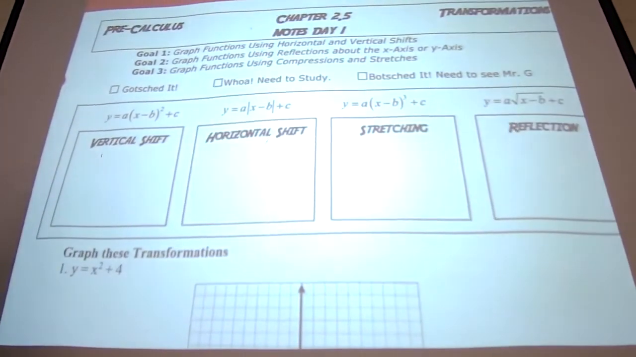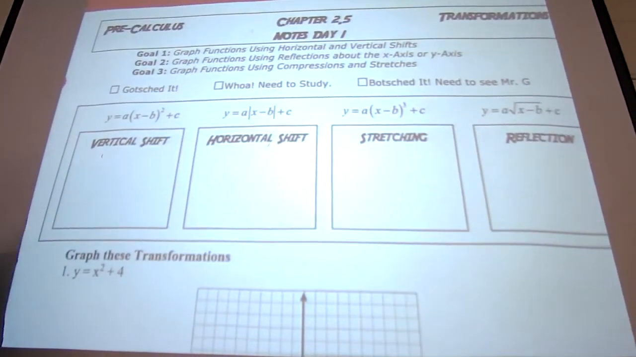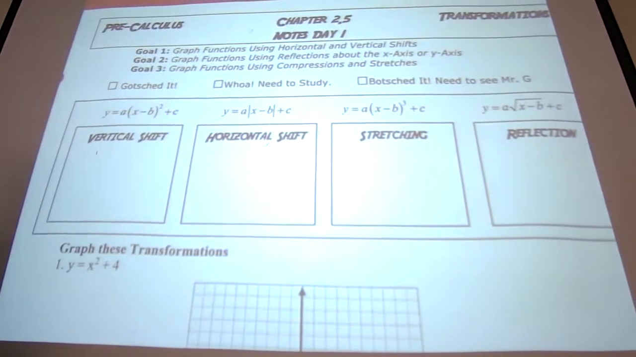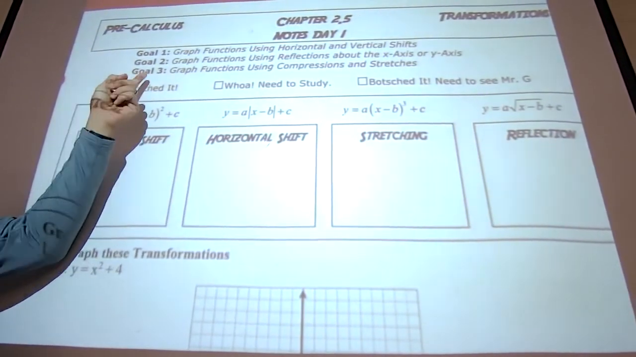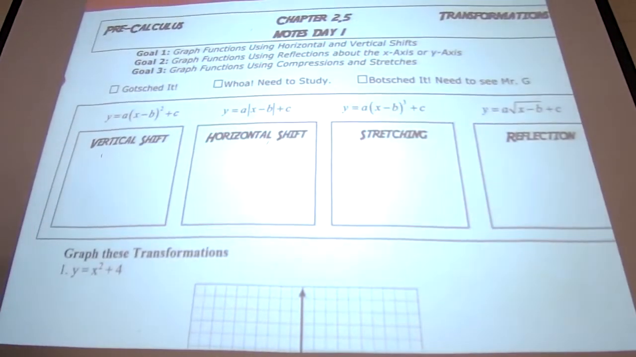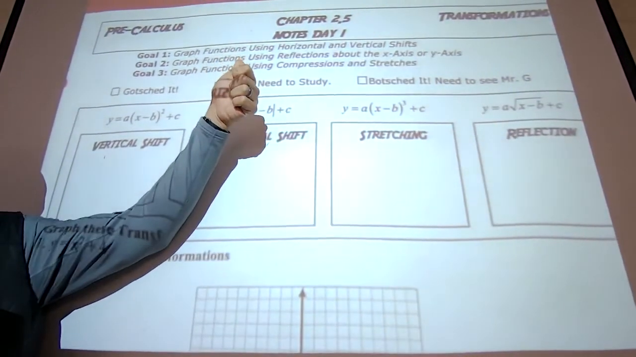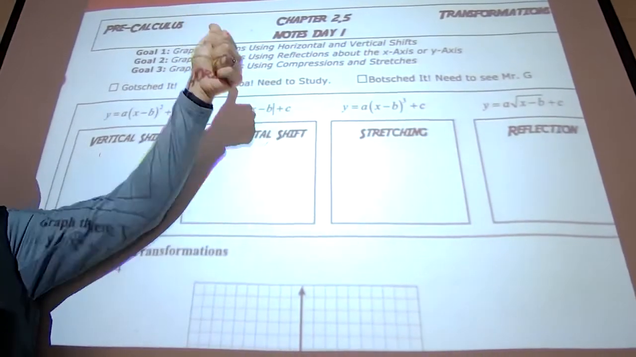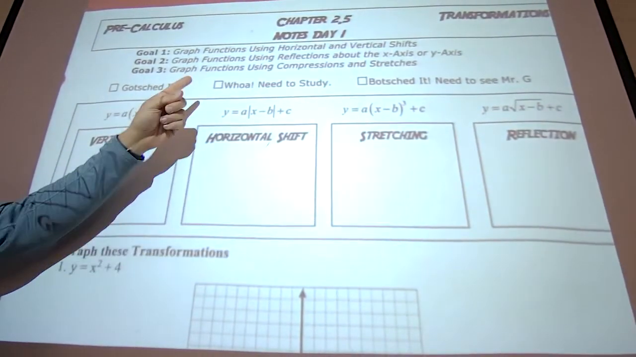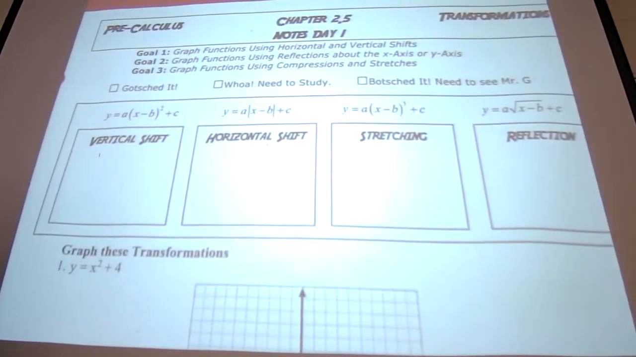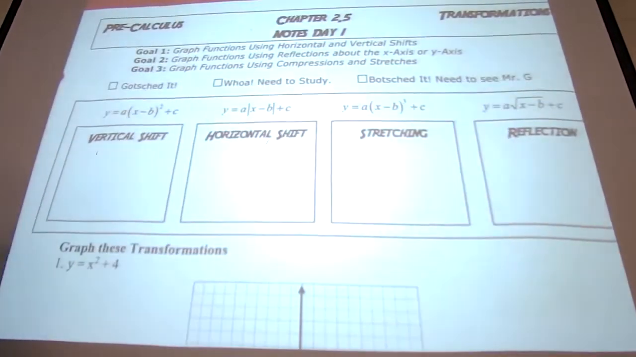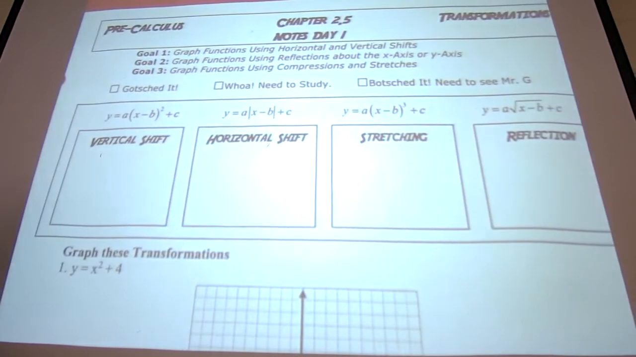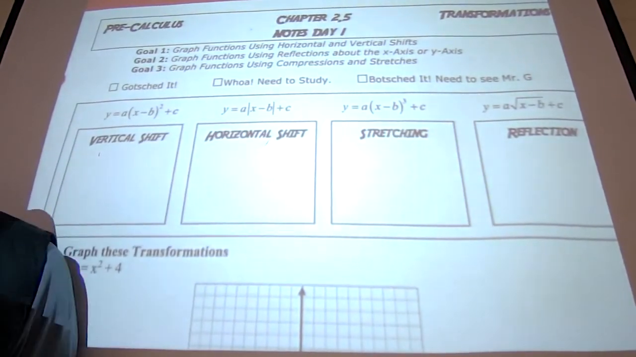All right, gang, so we're going to dive into transformations, chapter 2.5, day 1 and day 2. Go over these with you and take a look at these goals. We're going to look at graphing functions with the horizontal and vertical shift. Remember, horizontal is side to side, vertical is up and down. We're going to look at functions using reflections over the x-axis or y-axis. And then goal number 3, we're going to use compressions and stretches, and we'll focus on the ones that we need to see today. Okay?